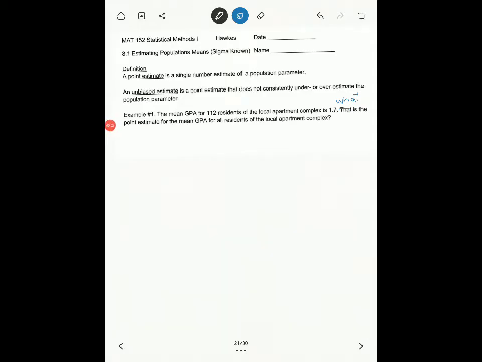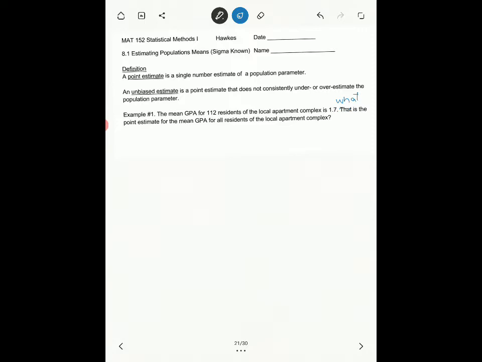This presentation for Statistical Methods 1 is on estimating population means with sigma known. Definition: a point estimate is a single number estimate of a population parameter. An unbiased estimate is a point estimate that does not consistently under or overestimate the population parameter.